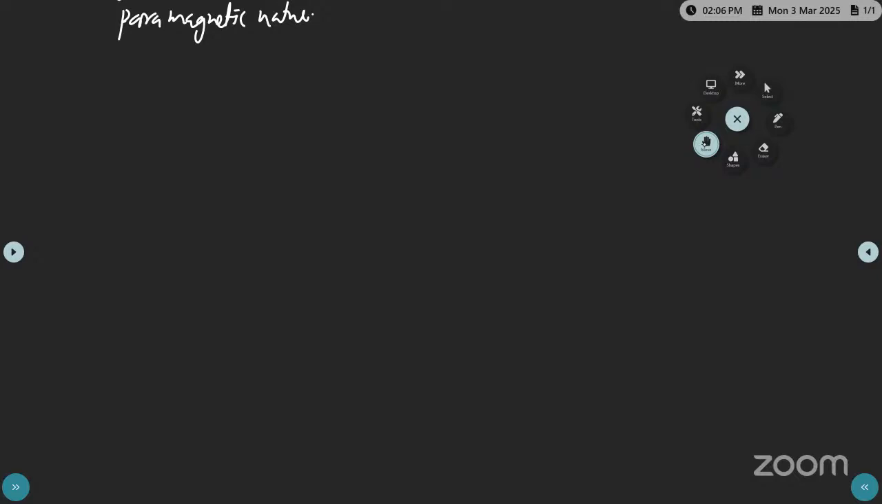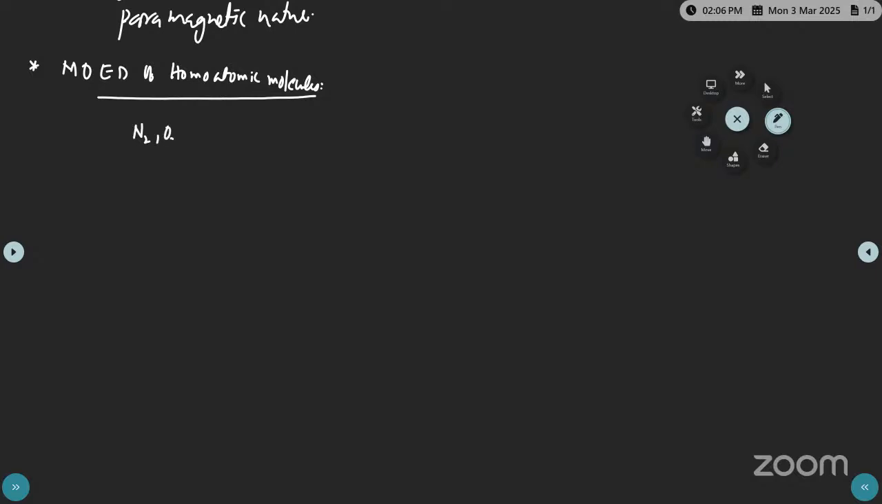We will see one homoatomic molecule example and one heteroatomic molecule example. Molecular orbital energy diagrams of homoatomic molecules. What are homoatomic molecules? Nitrogen, oxygen, fluorine, like that. In our syllabus, we have only the oxygen molecule.